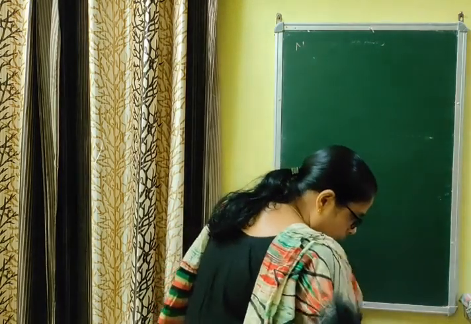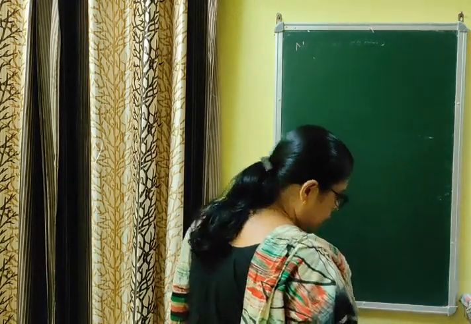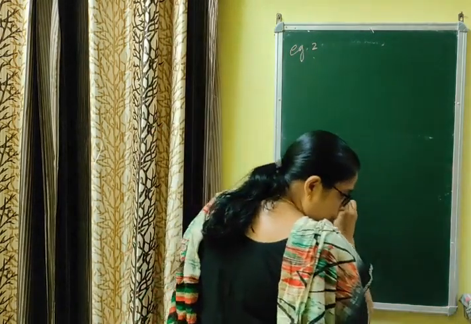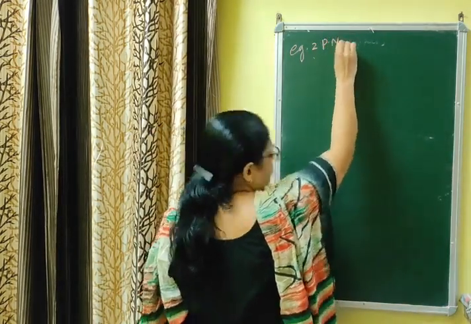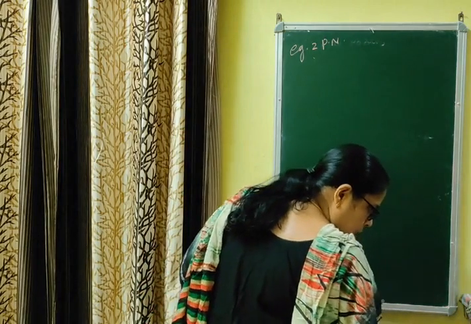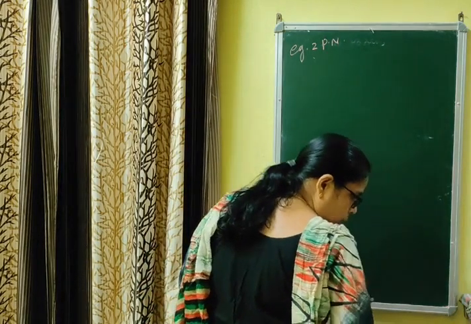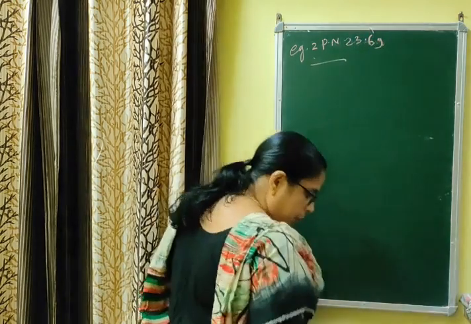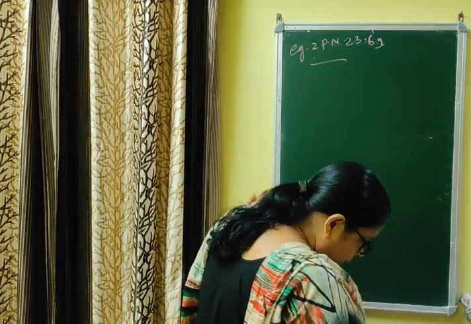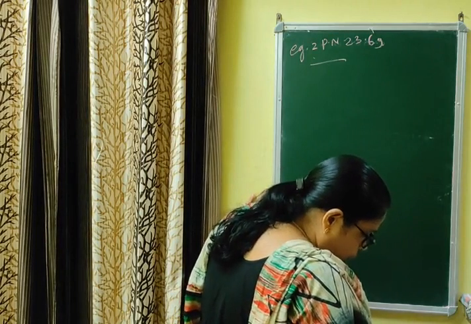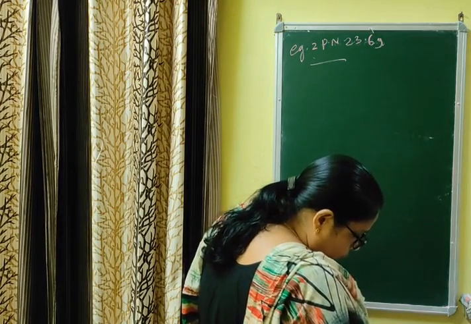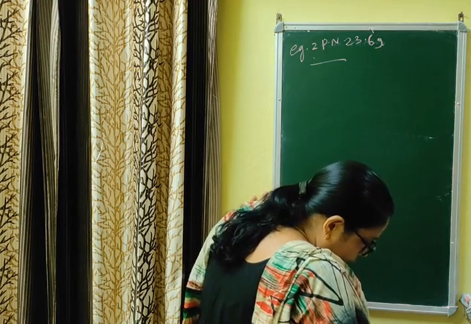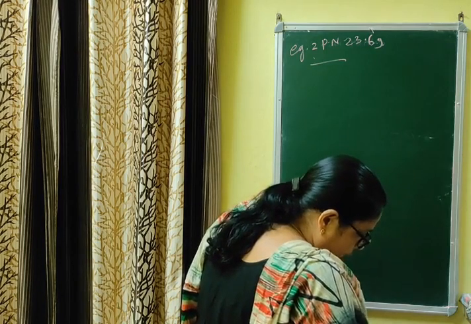Second question is reduce the lines. I am reading the question. Example 2 of the same page number, page number 23.69. Question is reduce the lines 3x minus 4y plus 4 equal to 0 and 4x minus 3y plus 12 equal to 0 in normal form, and hence determine which line is nearer to origin.